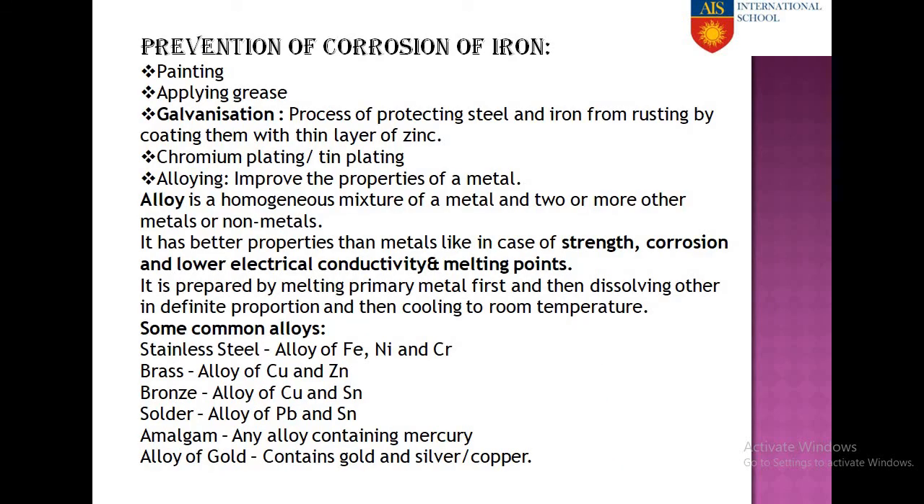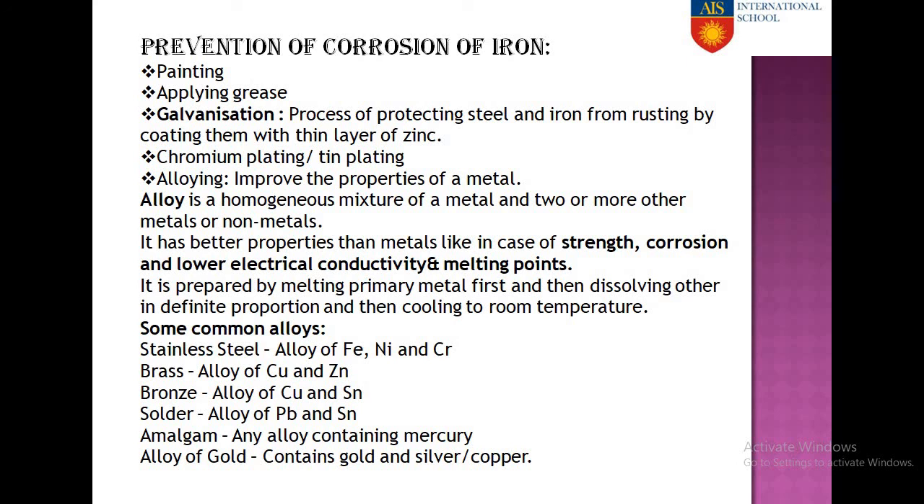So now, how can you prevent this corrosion of iron? By painting, by applying grease, or by galvanization. Very important. What is galvanization? The process of protecting steel or iron from rusting by coating them with a thin layer of zinc. Clear? This zinc metal is very important for galvanization. Other methods are chromium plating, tin plating or alloying.